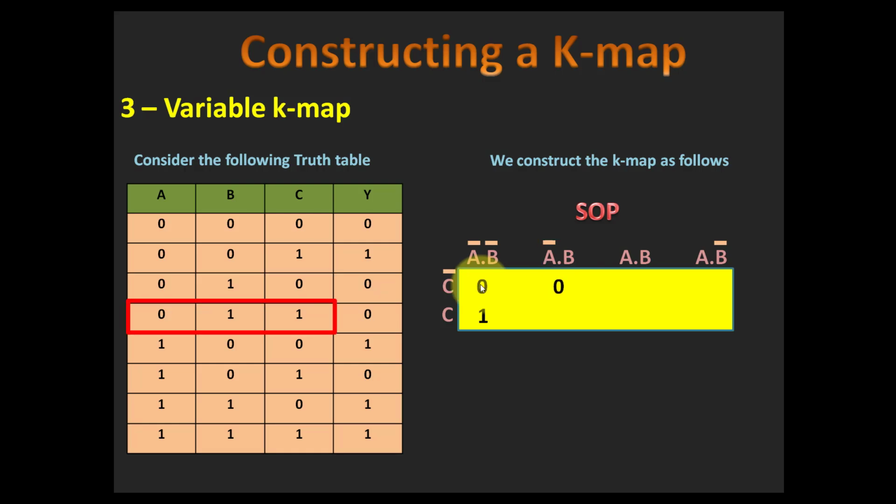And the fourth one is A B C as 0 1 1. So it is A bar B C. So it is A bar B and C is here, and this 0 will come here. Similarly, we write all the other outputs. So this is how we draw the SOP K map for a 3 variable truth table.